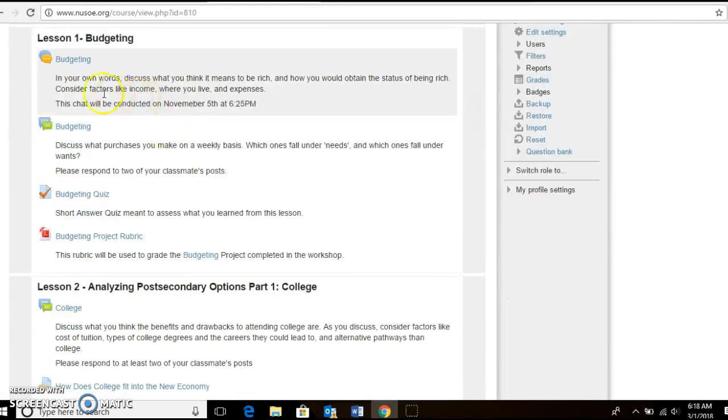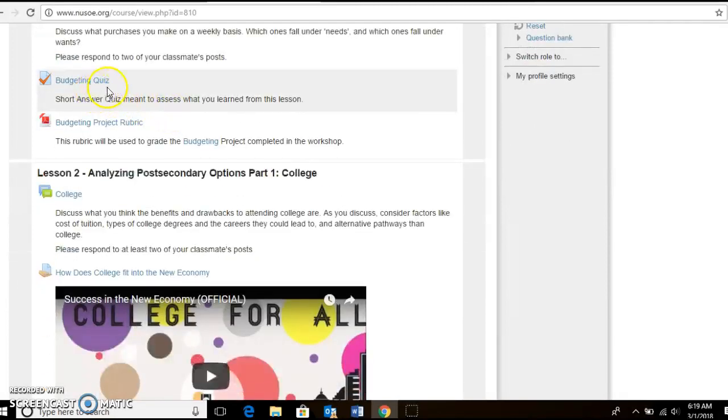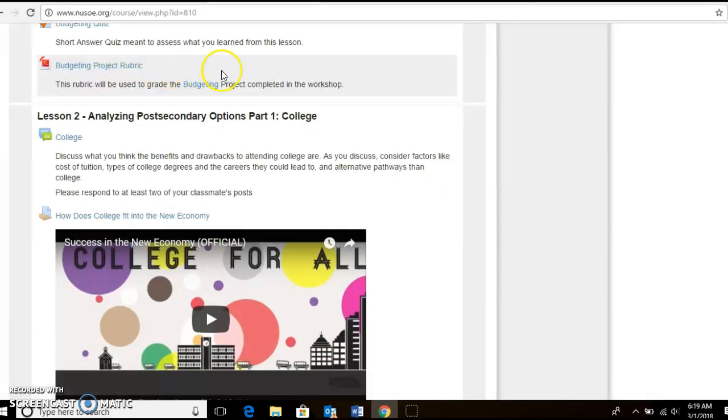First, you'll do a discussion when it comes to budgeting, and talk about how you would obtain the status of being rich and what you think it means to be rich. Then we'll do a short budgeting quiz based upon the readings for the lesson, and we'll have a budgeting project that you have to start. This is when it'll start, and then it'll be due at the end of the 3 lessons.